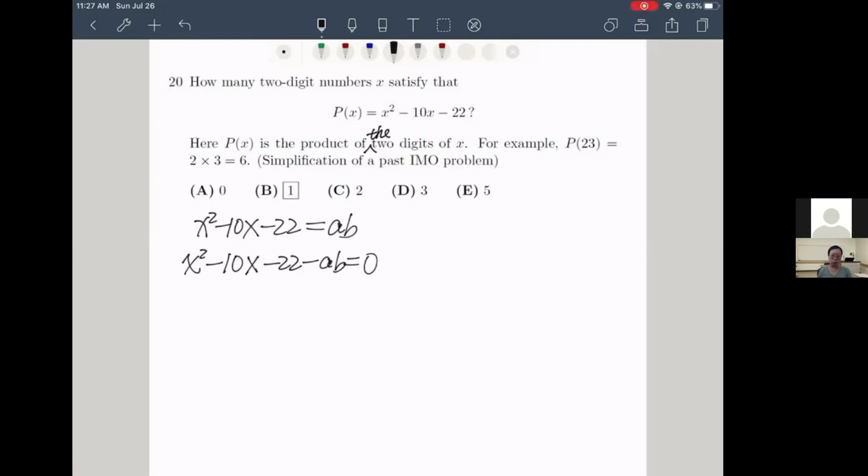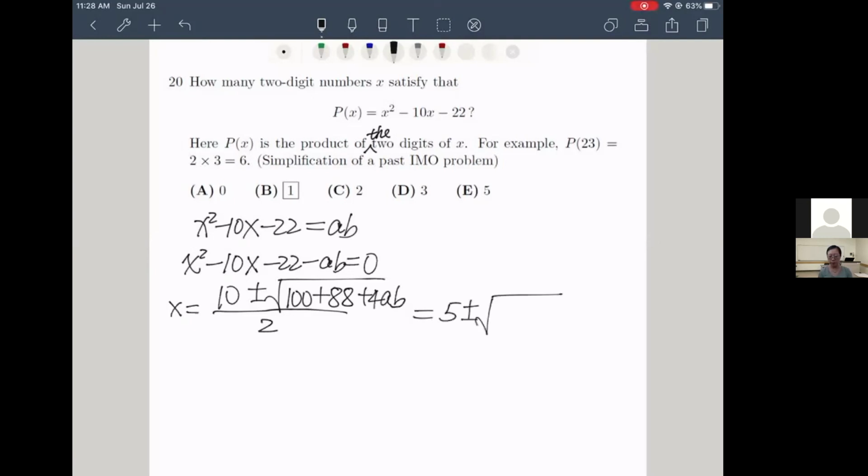Let's look at the roots. We can use the root formula. x equals, over 2, 10 plus or minus the square root of b squared minus 4ac, which is 100 plus 88 plus 4ab. And we cancel out the 2. We have 5 plus or minus the square root of 47, 22 plus 25, which is 47, plus ab. Within the square root, it has to be a square number. And we also know that a and b are between 0 and 9.